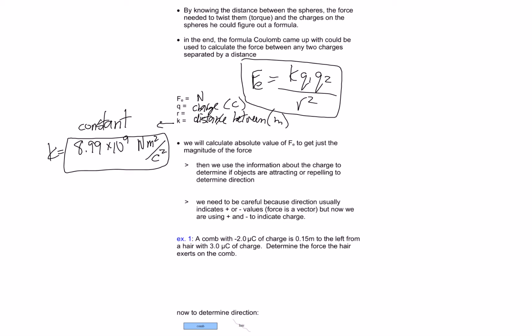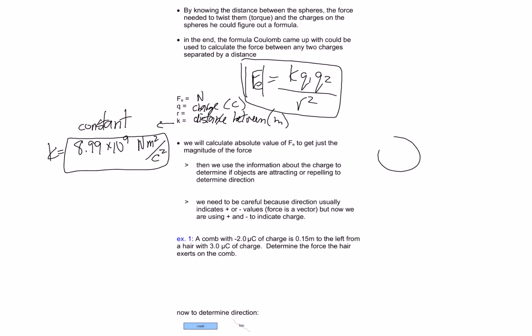What we do notice on the formula sheet, though, is it's typically written with absolute value signs around the Fe. And the reason for that is we don't really care. Force is typically a vector, right? So we have positive, negative, left, right, up, down, whatever. But we don't want to worry about it in this case because our direction isn't necessarily going to be indicated by the vectors of the force. It's going to be indicated by what the charges are.